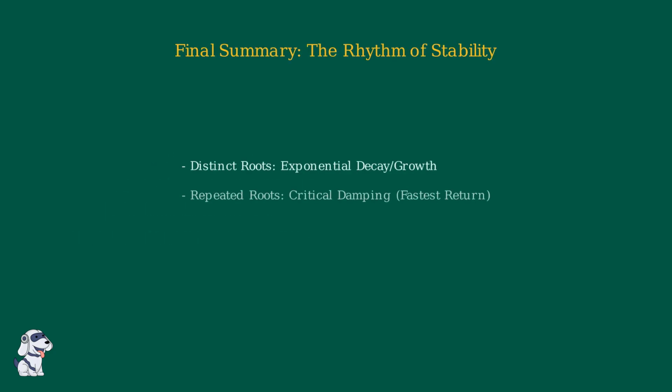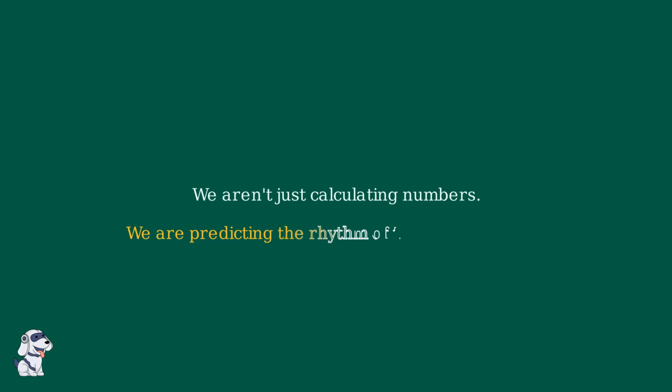To wrap things up, remember that these equations describe the rhythm of the physical world. Your roots dictate the behavior. Distinct roots lead to pure decay or growth, repeated roots bring us to critical damping, and complex roots create the oscillations we see in everything from car suspensions to skyscrapers. Most importantly, remember, we aren't just calculating numbers. We are predicting the rhythm of the physical world.